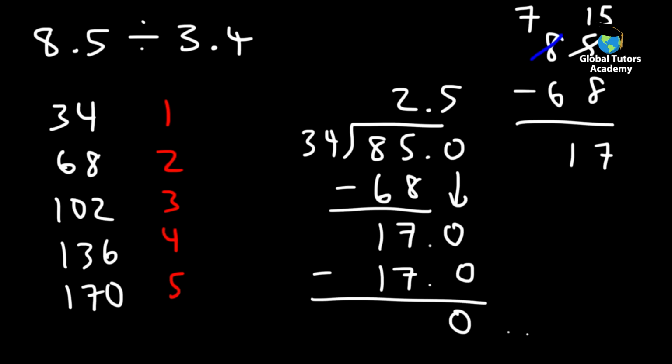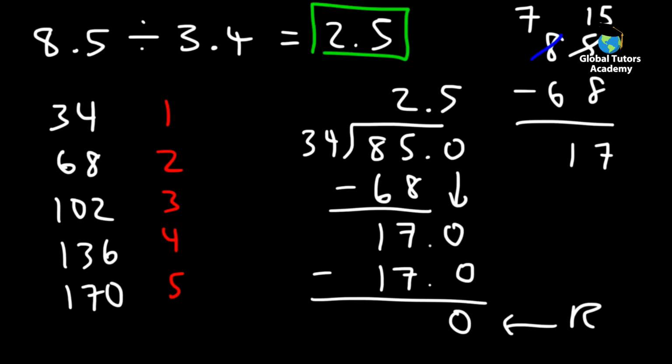So 0.5 times 34 is 17. So the remainder is 0, which means that 8.5 divided by 3.4 is 2.5. And so this is the answer for the first problem.